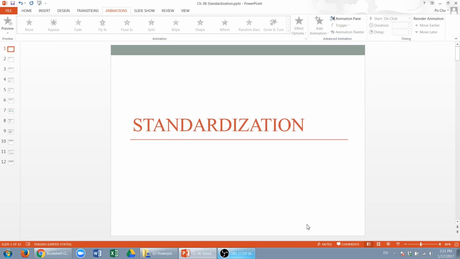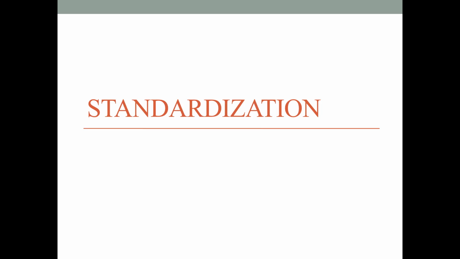Okay, now this is chapter 6, standardization. All right, first we will talk about converting raw scores to z-scores. We discussed this previously, but let's refresh our memory.